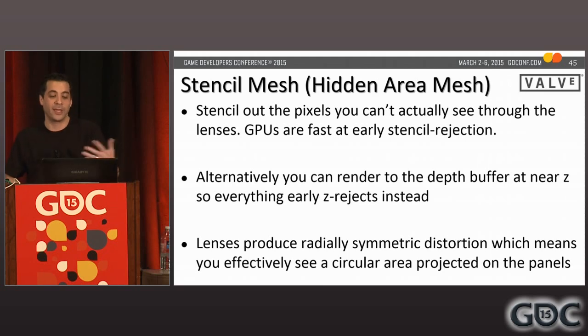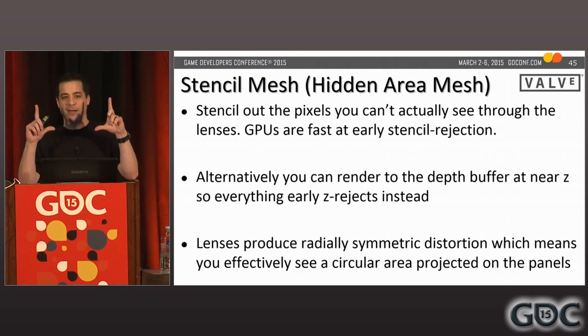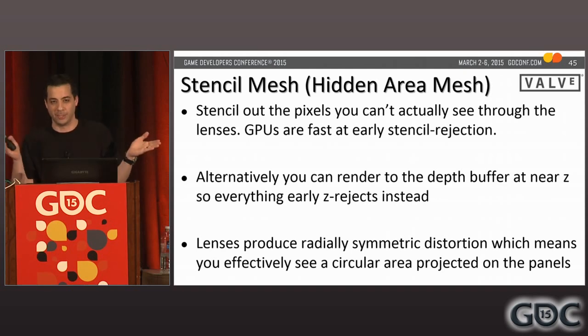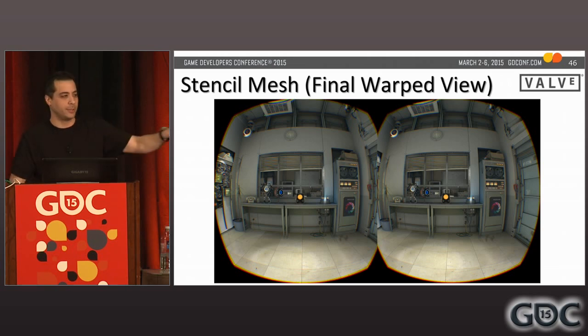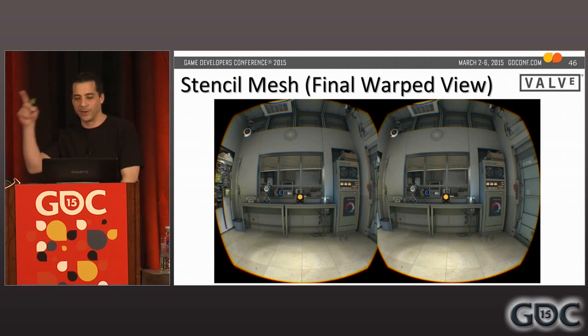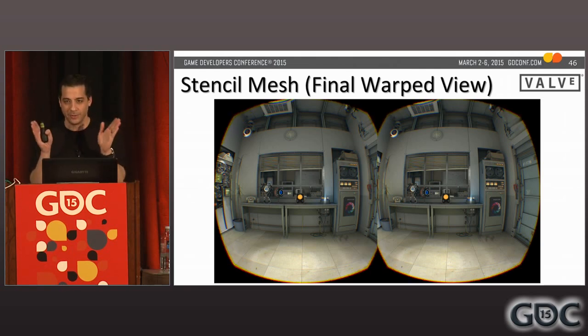Alternatively, if you can't use the stencil buffer for some reason, because your renderer is already using it, you can also render it to near Z and early Z reject all those pixels. But the idea is that your lenses produce, at least in the HTC Vive, a radially symmetric distortion, which means effectively we're projecting a circular area onto the panels. Anything outside that circle, you're not going to be able to see. So let's take a look at that. Here's what our normal back buffer looks like that we would send to the frame buffer. And if we mask all the pixels that you can't actually see, the image looks like this, like two circles, which matches the radial distortion of those lenses.